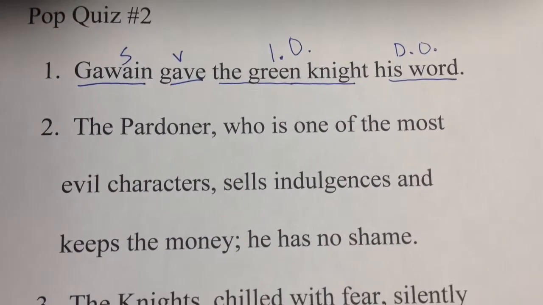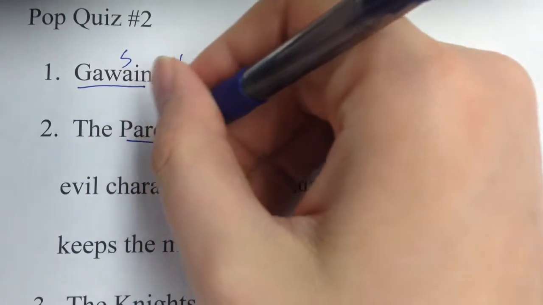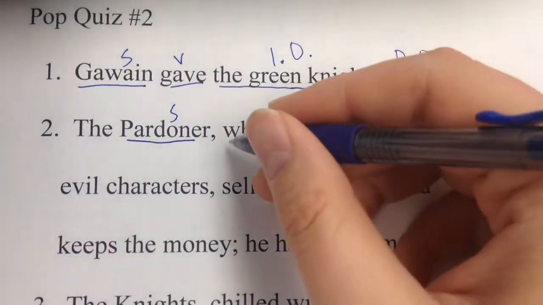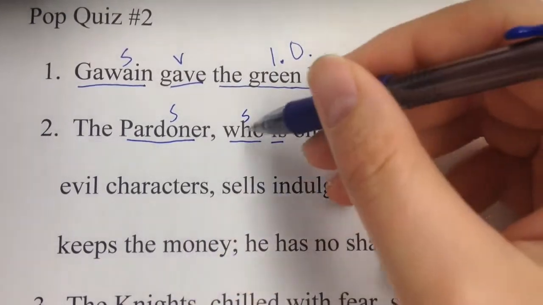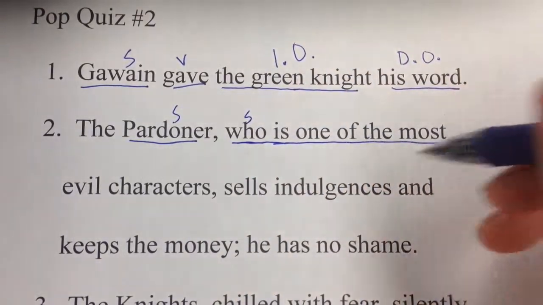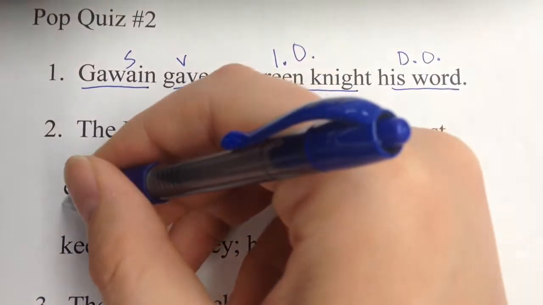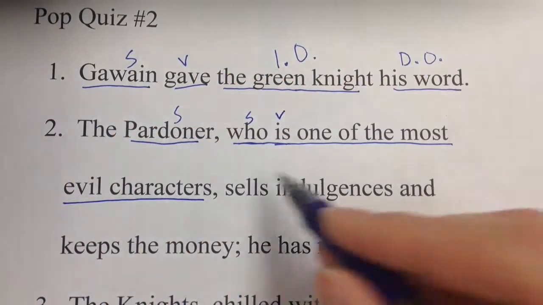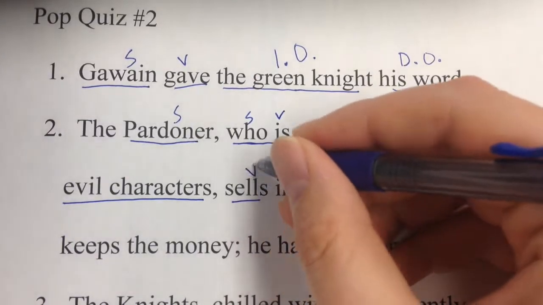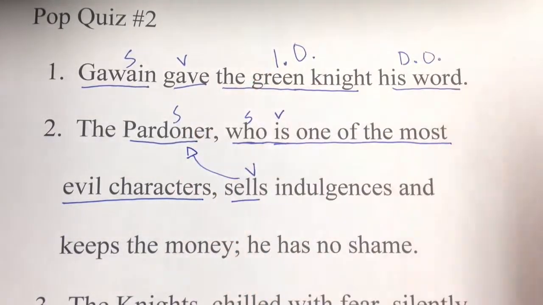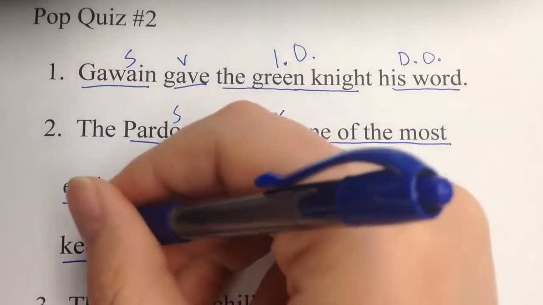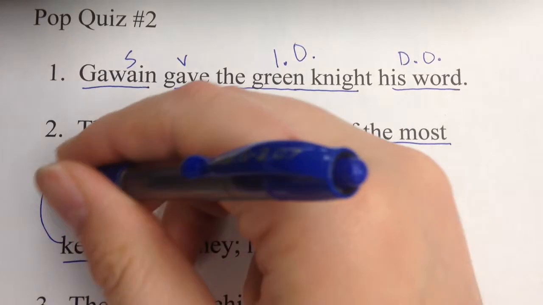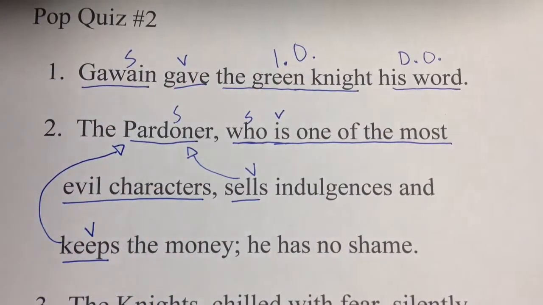So here's the sentence that I wrote. The partner, here's subject number 1, who is, here's subject number 2. Who is one of the most evil characters? This is our subordinate clause. We're supposed to underline it. Sells. Sells is the verb that goes to the partner. Indulgences and keeps the money. And keeps is a verb here, but it still goes to the partner. We have a compound verb and 1 subject.